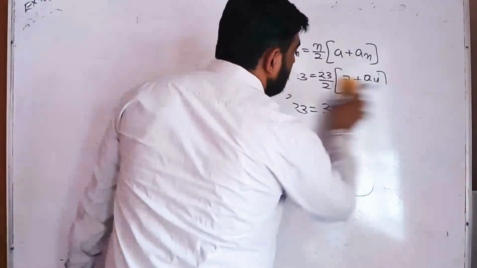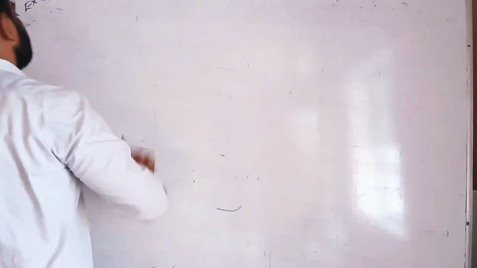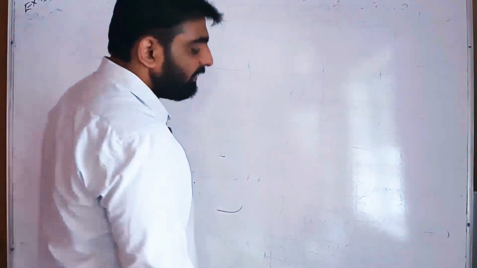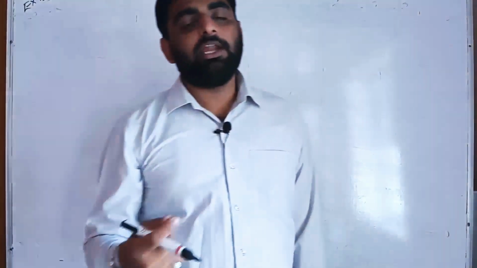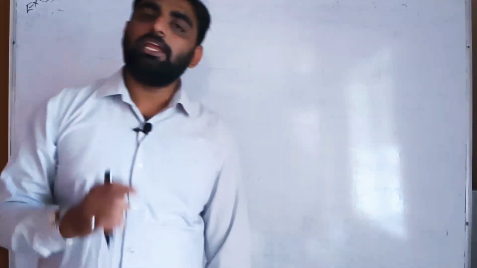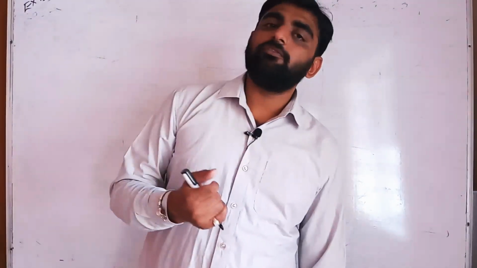Now we will do two types of questions. In the first type, we have to find the sum where A, N and D values are given, and in the second type of questions, A is given, D is given, and AN is given.